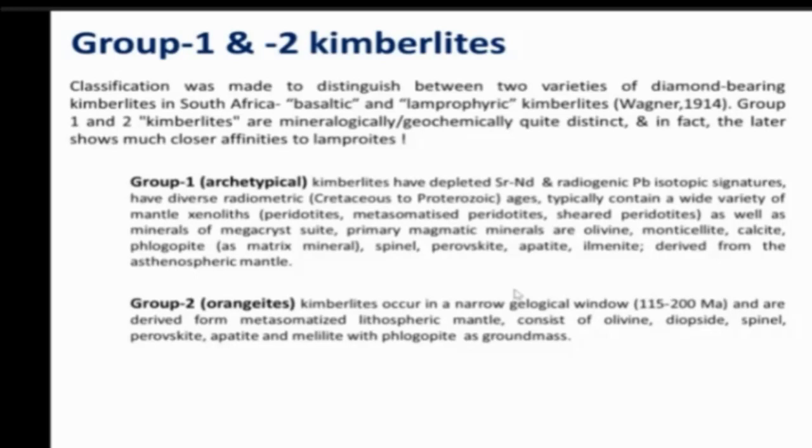Also, these two rocks are different from a geodynamic viewpoint, as group one is believed to be derived from some deep-seated asthenospheric mantle, in contrast to group two kimberlite, which is derived from metasomatized lithospheric mantle. And despite these two rocks being almost different, geologists are still following this. Even recent publications use the terms group one and group two kimberlite instead of the modern names that have been given to these rocks.